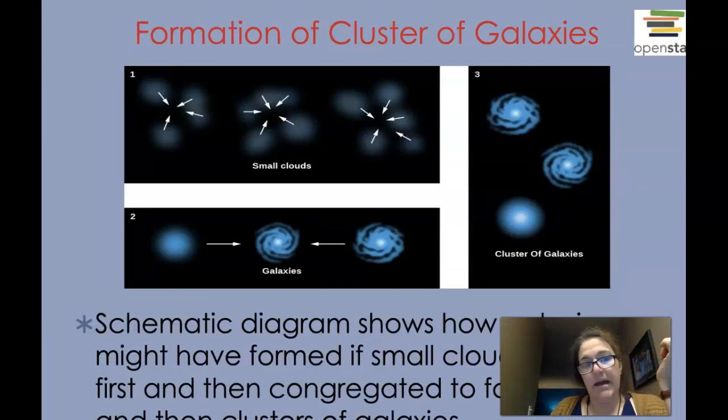And then a schematic drawing of how galaxies might have formed from small clouds of gas that clump together, forming bigger clouds and bigger, and then end up with galaxies. And our clusters of galaxies pull together. All of this relates back to dark matter.